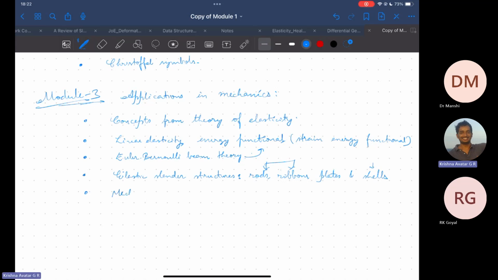Then the mechanics of all of them: mechanics of rods, ribbons, and shells. This is the overarching goal of the course that I have designed, so to speak.